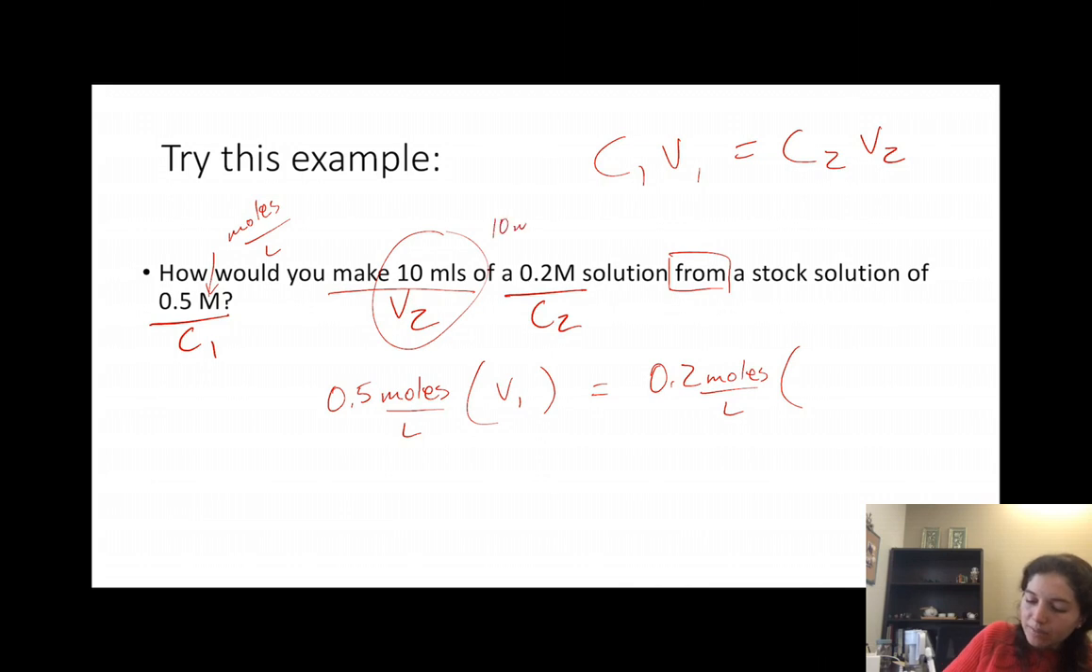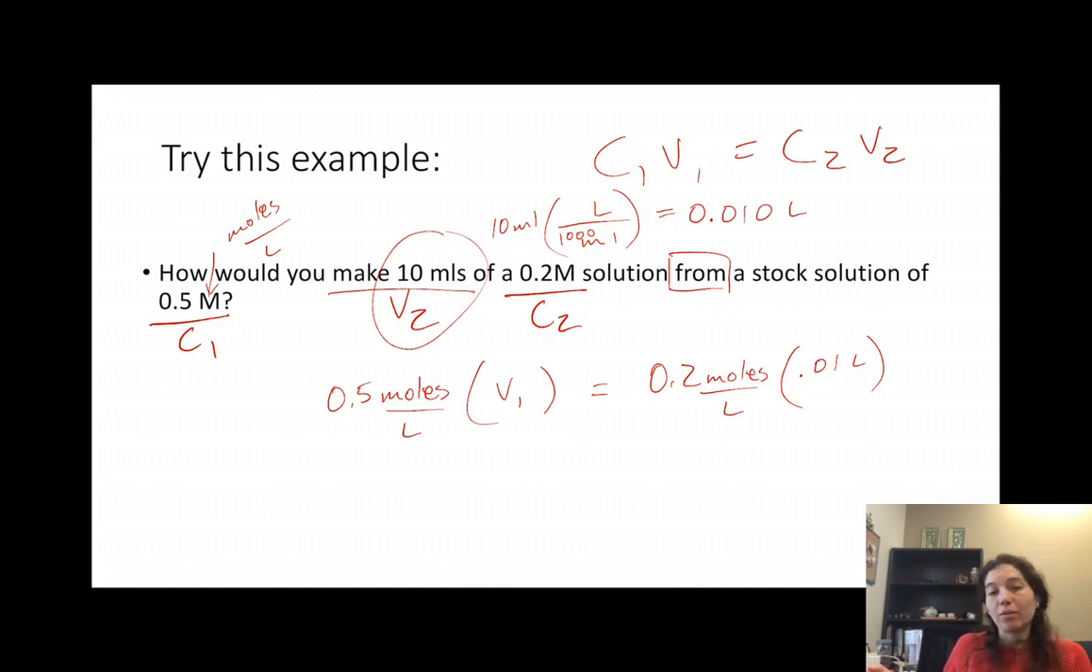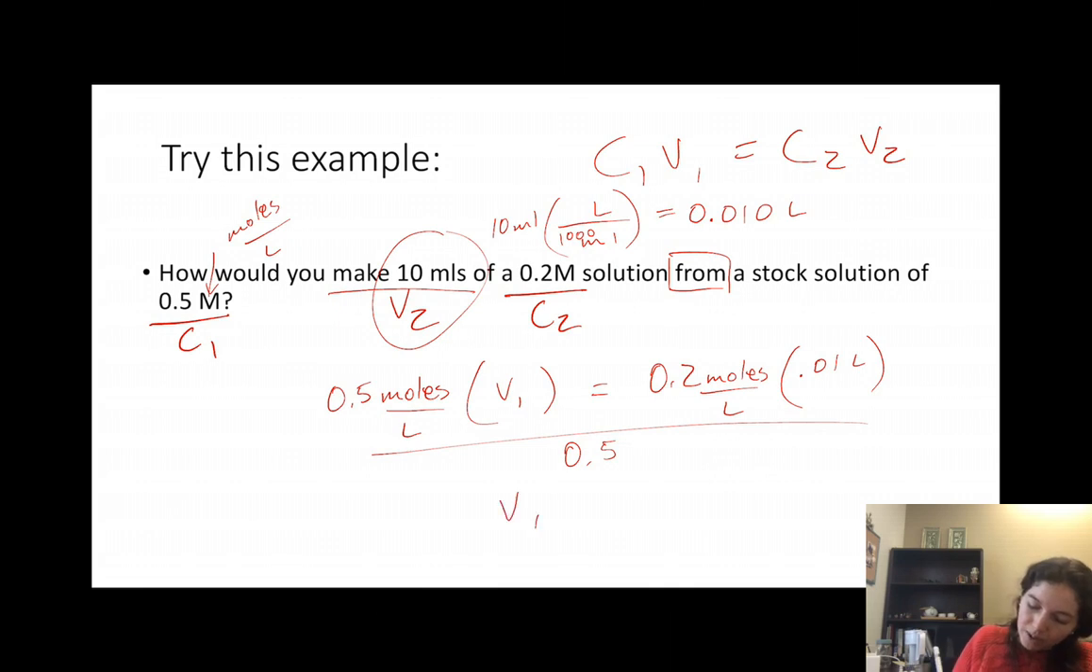I'm going to go ahead and convert this to liters. So 10 mils is going to equal 0.010 liters. Okay, so I'm going to multiply that, and I'm going to solve for V1. We divide both sides by 0.5. We end up with V1 equal to 0.004 liters. Again, this is a really small amount of liters that's hard to measure, so we're going to convert this into milliliters.